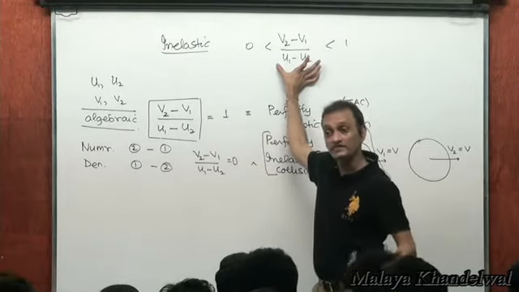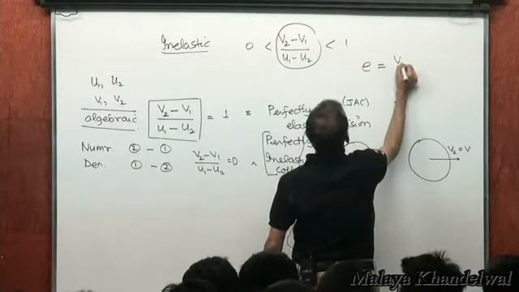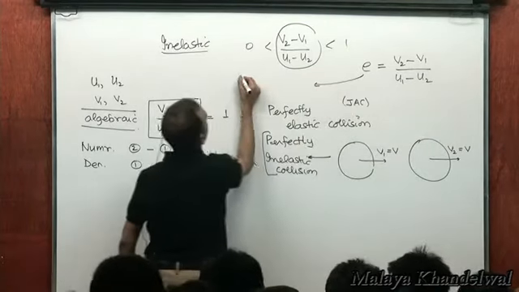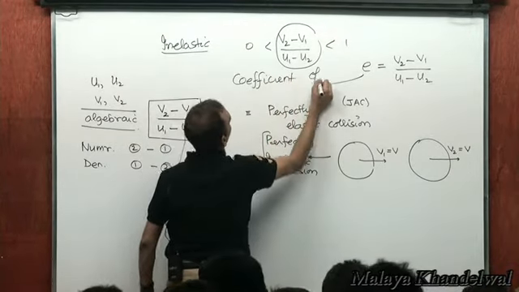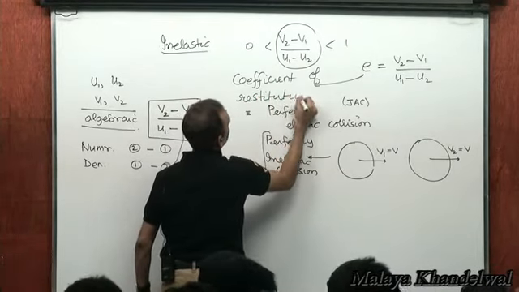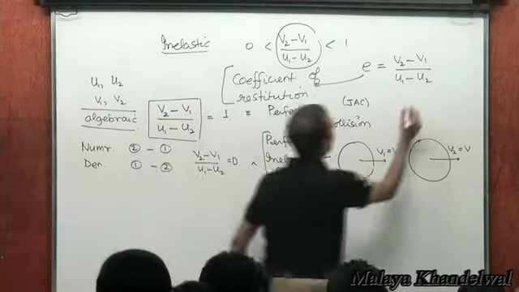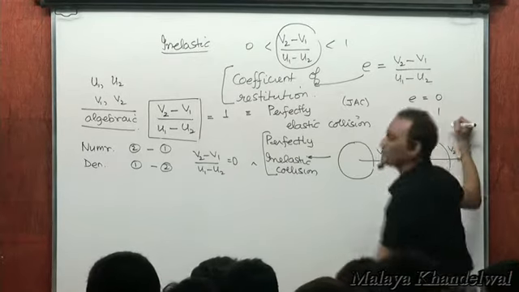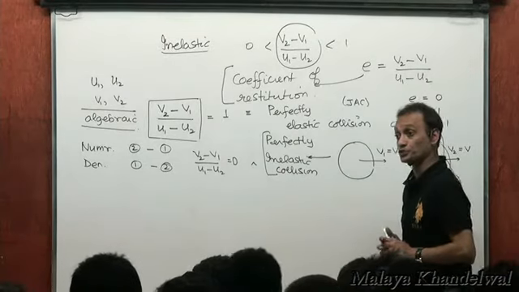Therefore, there must be a name given to this. The name given to this expression is E, (v2 minus v1) by (u1 minus u2). It's called the coefficient of restitution. So if E is 0, what kind of collision is it? Perfectly inelastic. If E is 1, it's a perfectly elastic collision. If E lies between 0 and 1, it's an inelastic collision.